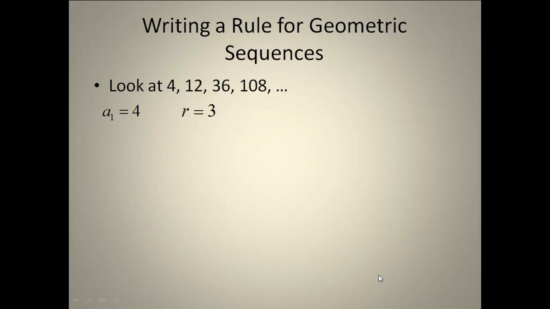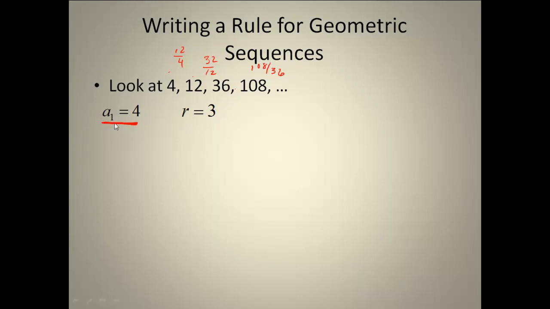Okay, here's our first example, writing a rule for a geometric sequence. If we look at this, the first thing we need to figure out is that we do have a geometric sequence, and we would do that by finding our ratios. So we would take 12 divided by 4, which gives us 3. We would take 36 divided by 12, which gives us that same 3. And then we would take 108 divided by 36 and make sure we got a 3 again. So this one does work out.